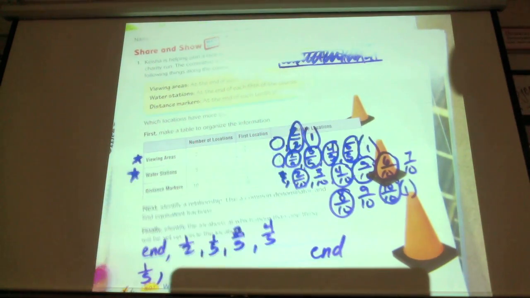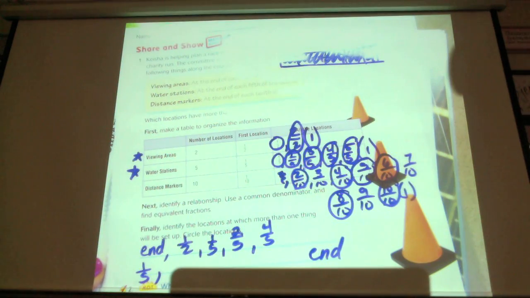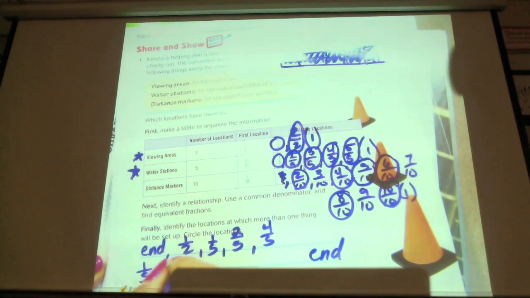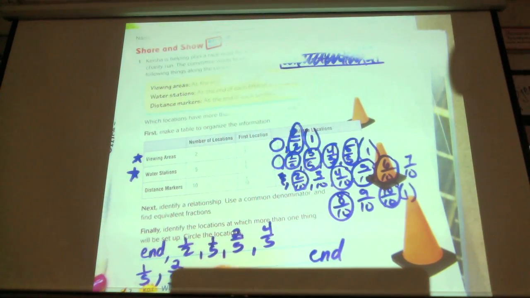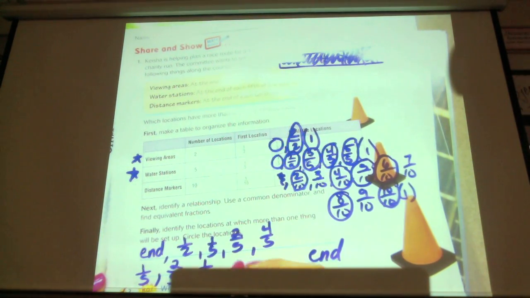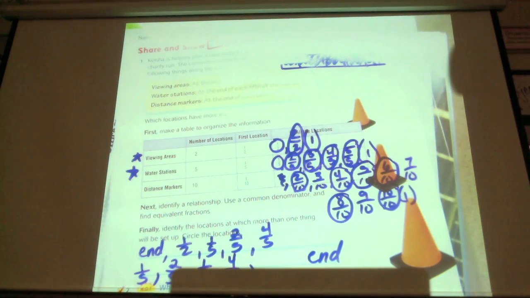So what's gonna come next? What do you think, Horace? 2/5. 2/5 is still less than a half. How do I know that? We'll talk about it tomorrow because that is a whole different lesson and I don't want to confuse you. And then the end is the order that you will find those.